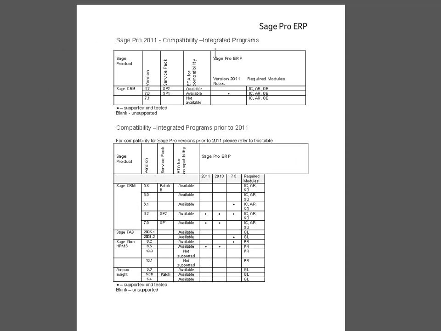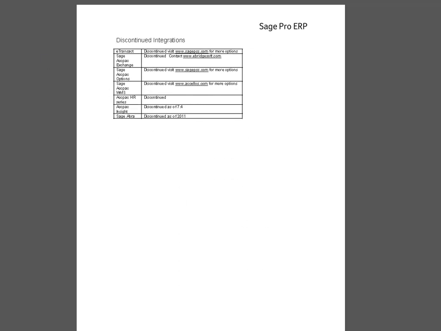Okay, the Sage Pro Compatibility Integrated Programs chart shows you that we do operate with Sage CRM 7.0, and we do have some interfaces to some other Sage programs available. It tells you which ones work and which ones don't, which release is required. This talks about some of the products that Sage had previously available and are now no longer supported either by Sage or in 7.7.